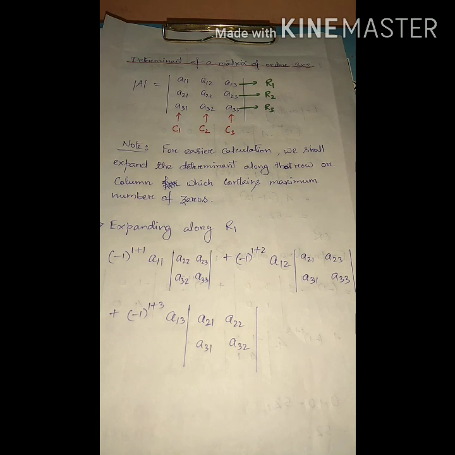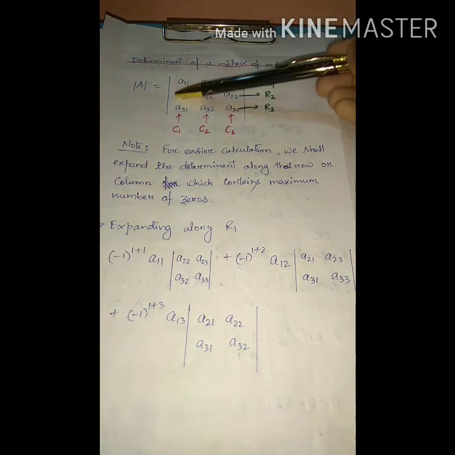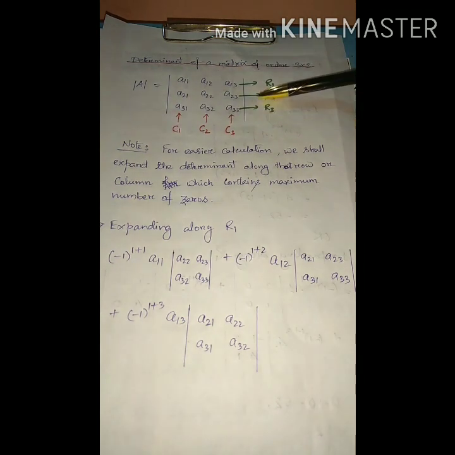Next one is very important here. Determinant of a matrix of order 3 by 3, or you can say order 3. In this case, obviously, 3 by 3 order means 3 rows, 3 columns. So that's why we consider this one is the determinant. Suppose we find out the value of this result.